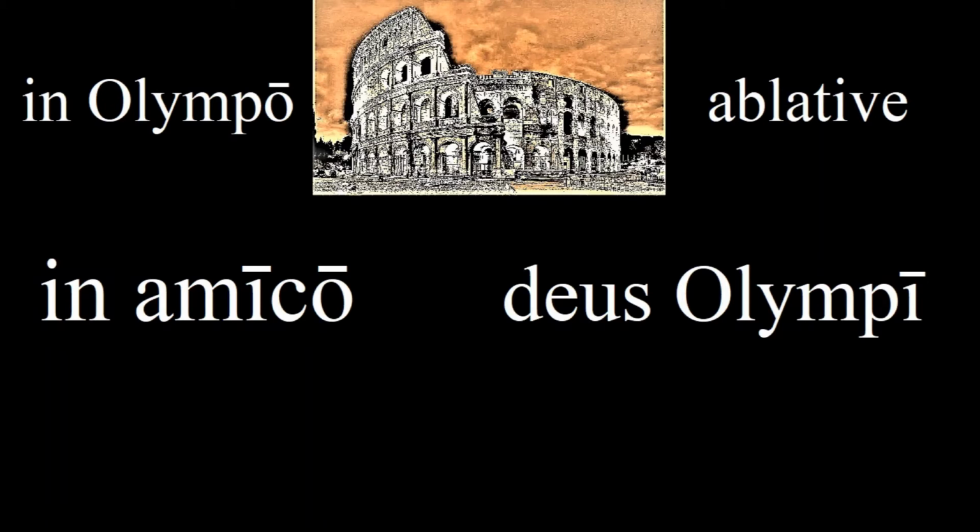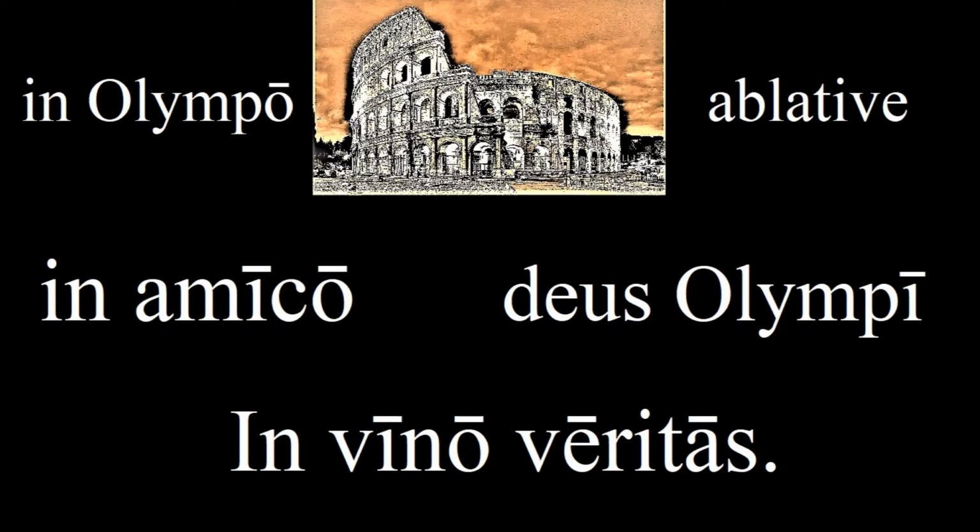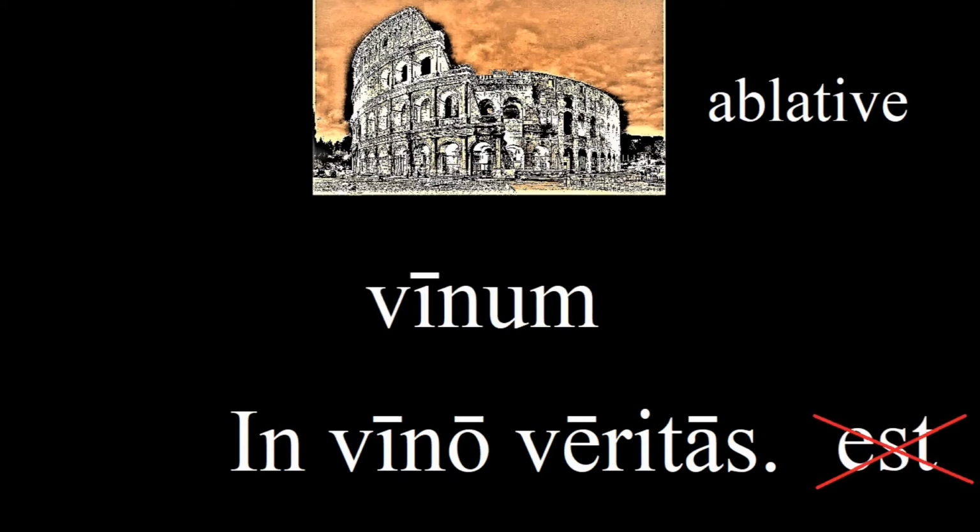I'm sure you've heard this phrase, although probably with a different pronunciation. In vino veritas. In wine there is truth. Can you spot what's missing from this sentence? The word is est. But because it's obvious, it isn't needed, and the sentence has a better ring without it. This is technically called ellipsis. Here again with vino, we have the ablative.